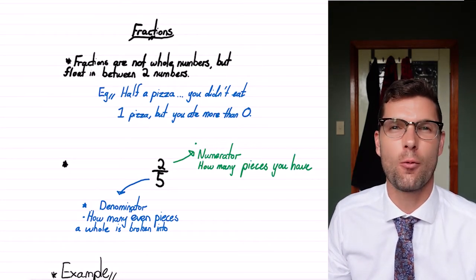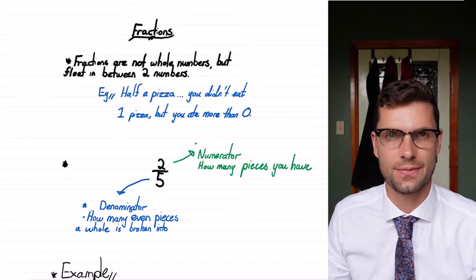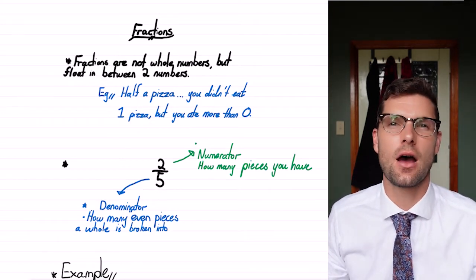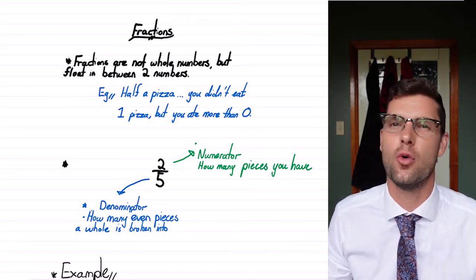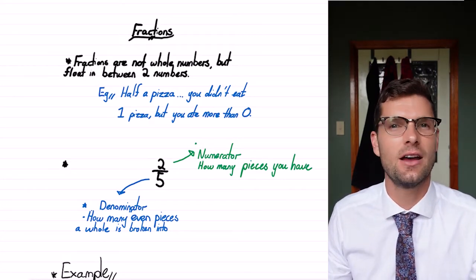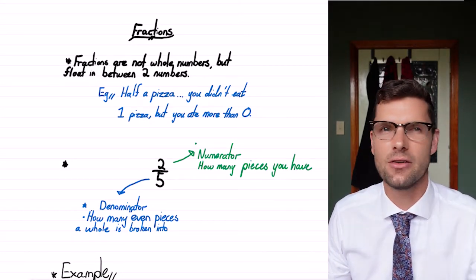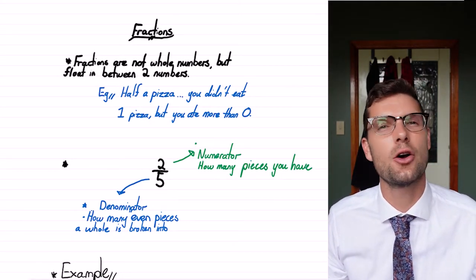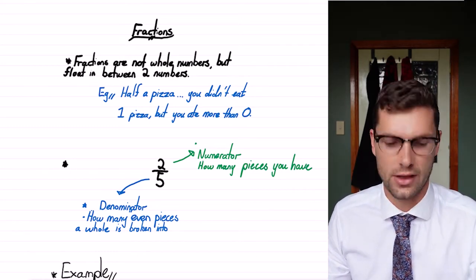Today we're going to be talking about what a fraction is and what the numbers signify in a fraction. So a fraction is a number that's in between whole numbers. So it kind of floats in between the space between 1 and 2 or 0 and 1. And a really good example of this is if you eat half a pizza, you don't eat a whole pizza, obviously, because you've only had half, but you've eaten more than nothing. So it's floating in this space between nothing and one whole thing.